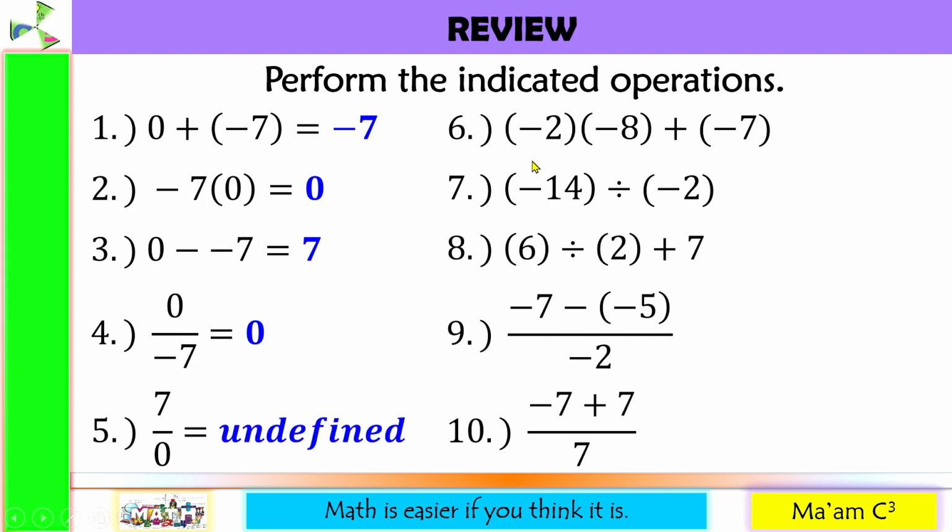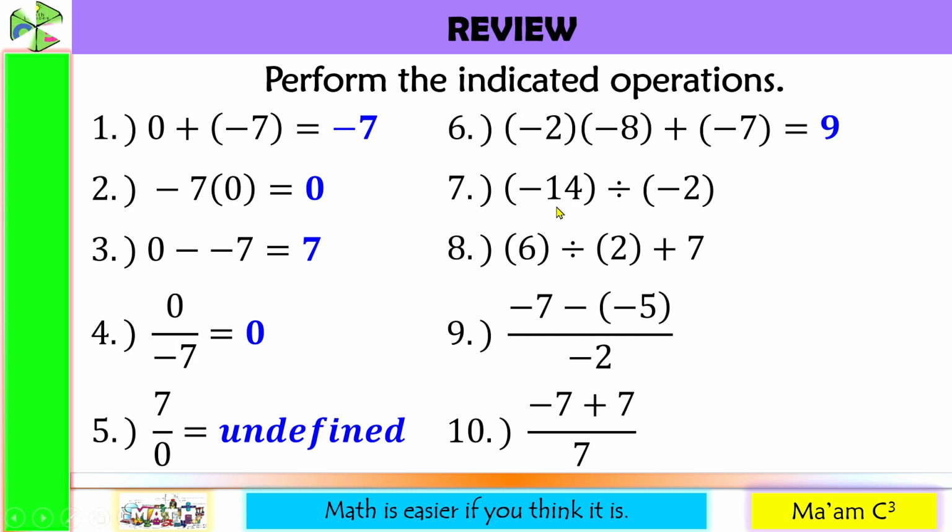Number 6, negative 2 times negative 8 plus negative 7. When you have multiplication and addition, perform first the multiplication. Negative 2 times negative 8 is positive 16. And then positive negative will become minus. So 16 minus 7 is equal to 9.